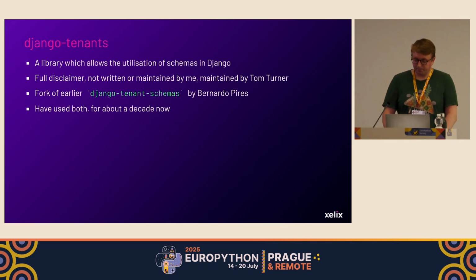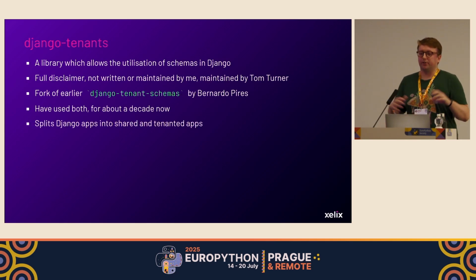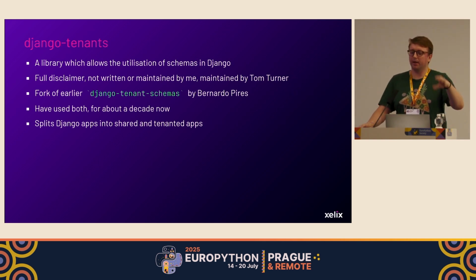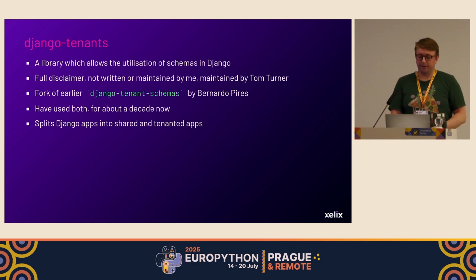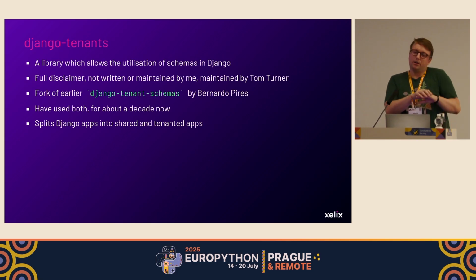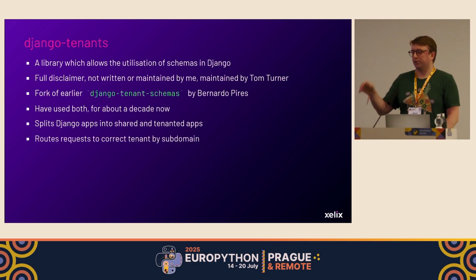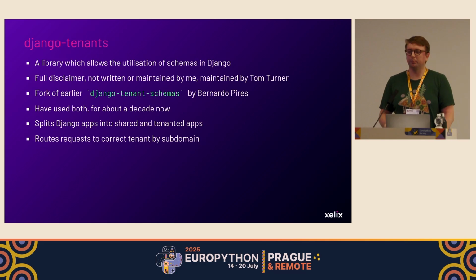how to use it. And how it works, it splits your Django applications into shared and tenanted applications. So the shared applications live in the public schema, and they're shared between all of the individual tenants. So we could have the user there, we could have the list of organizations there. And the tenanted apps live in a schema dedicated to that specific tenant. And the library routes the request to the correct schema based on the subdomain that's available in the request.